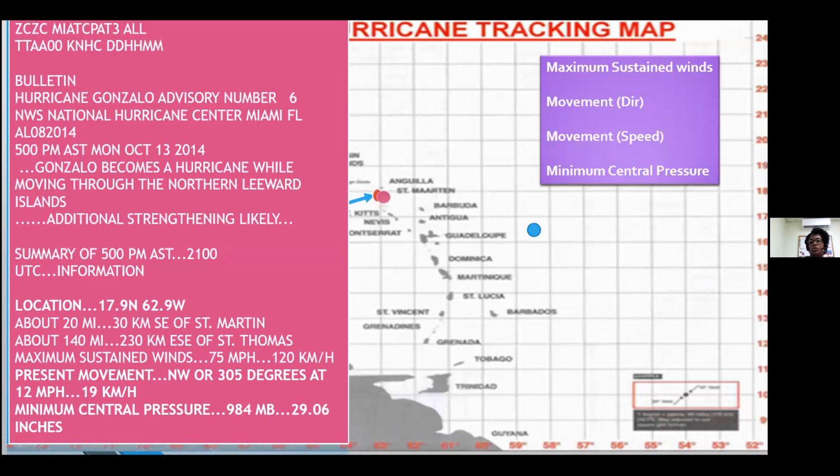So these are the different things that you look out for in advisories: the maximum sustained winds, the movement, meaning the direction, the speed, how fast it's going, and the minimum central pressure.